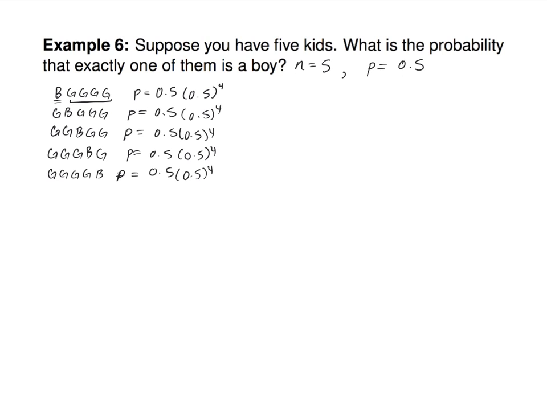And so the probability of having one boy means you just add all these up, right? Does that make sense? Because either you have a boy first, second, third, fourth, or fifth. They're mutually exclusive events, so you can add the probabilities. So the probability of x equals 1 is 5 times 0.5 to the fifth, which comes out to be 0.15625.